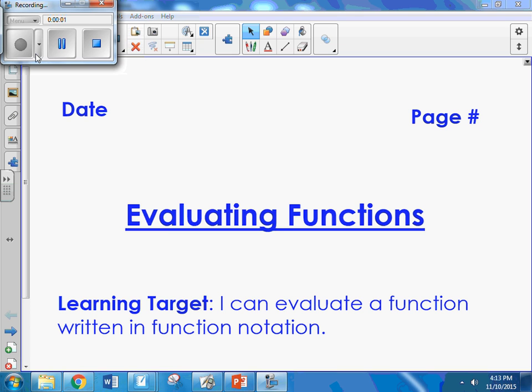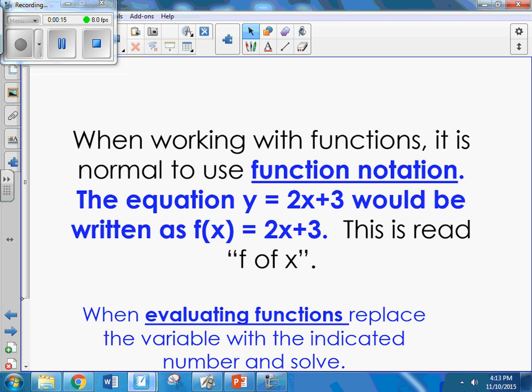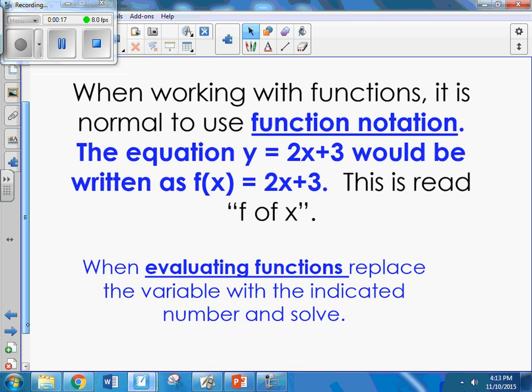So today we're talking about evaluating functions. Make sure you get your date, page number, learning target, and all that good stuff, and you get it in your table of contents. This is done on your own paper today. Also on this next slide and all the future slides, make sure you get the stuff in blue and everything I write.